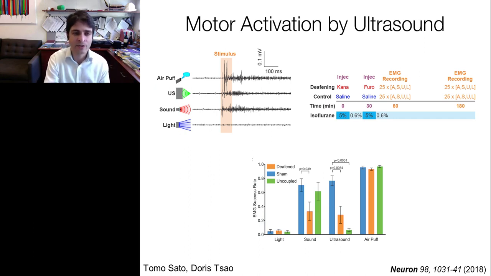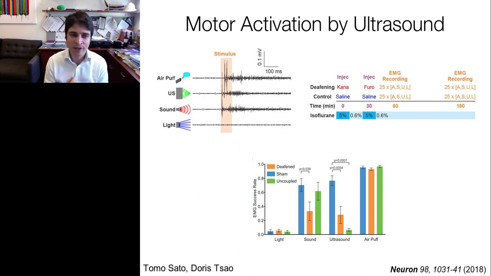And so to test for that, we measured EMG signals in these mice while applying ultrasound, as well as light, sound, and an air puff to the front of the face as a non-auditory, non-visual stimulus. And what we saw is that while light in these anesthetized animals was not eliciting a mechanical response, audible sound, ultrasound, and air puff were eliciting similar responses. And that made us think that perhaps this is a startle type of reflex.